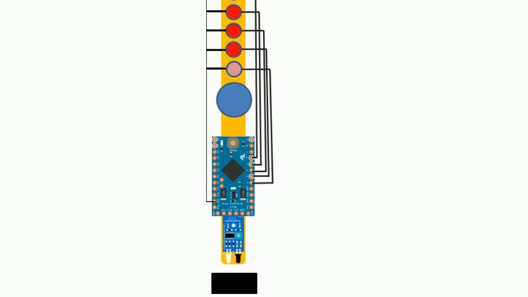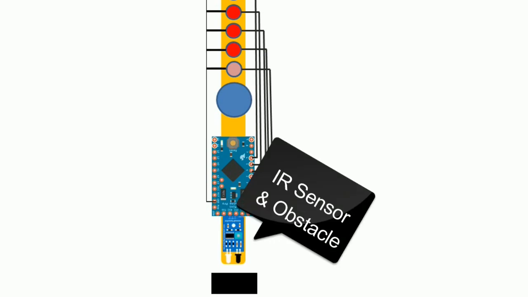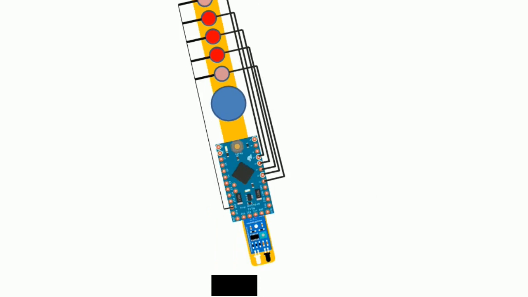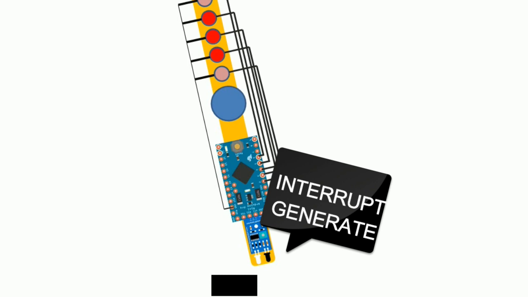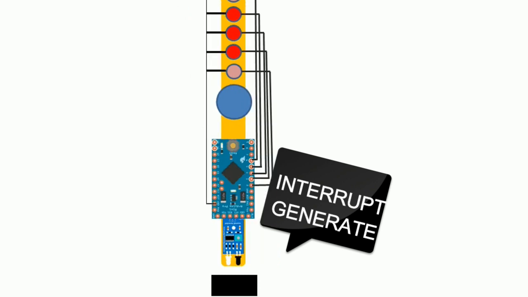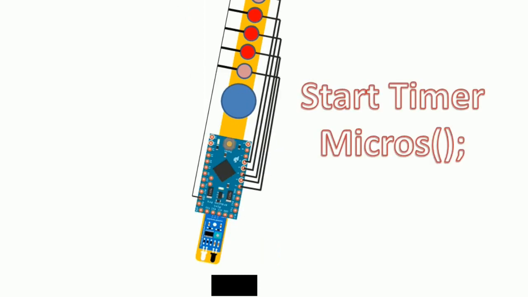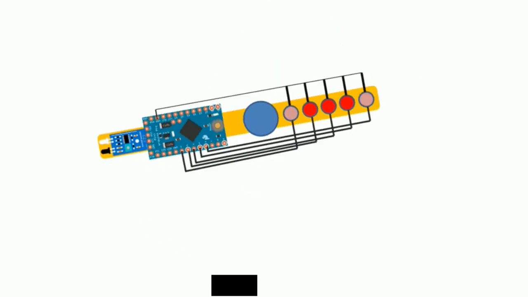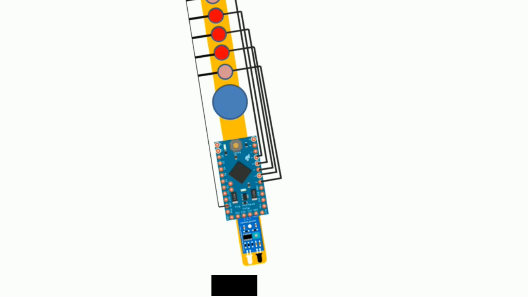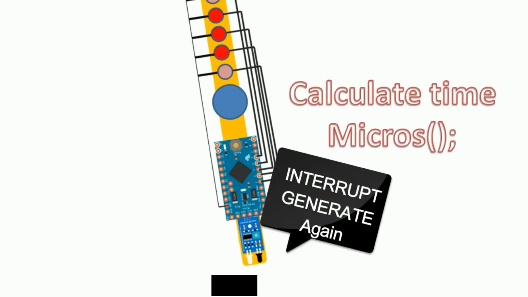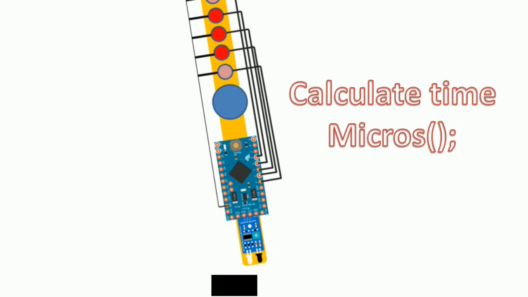So to avoid that problem, I have added an IR sensor and an obstacle behind it. When the IR sensor detects the obstacle, it generates an interrupt to the Arduino. At that time, we start a timer in our program. After completing one rotation, when it interrupts again, we just calculate the total time for one rotation.